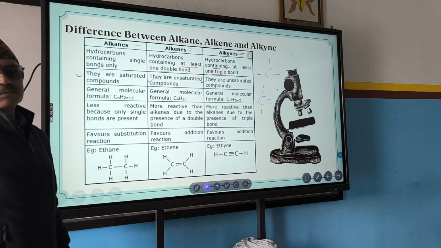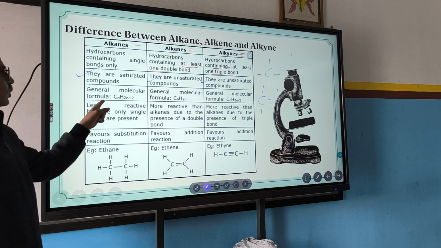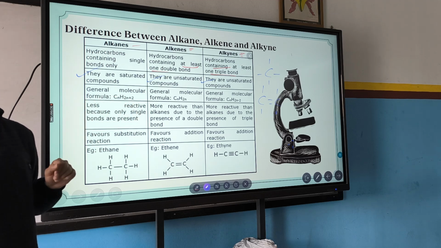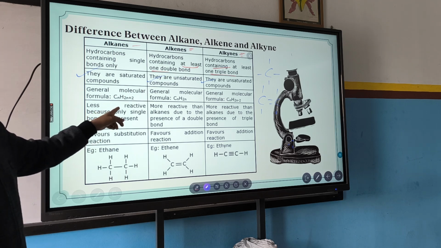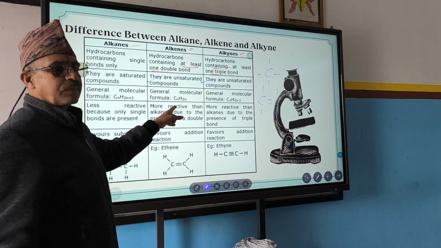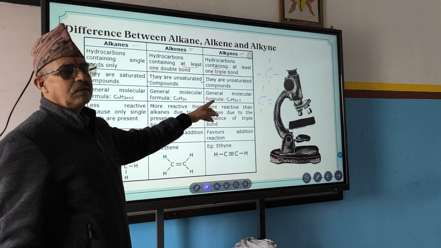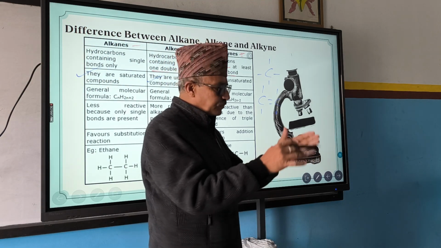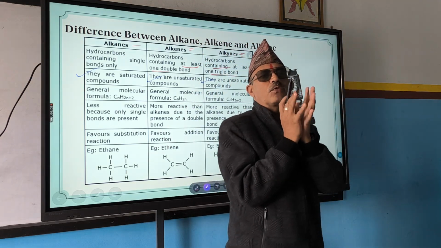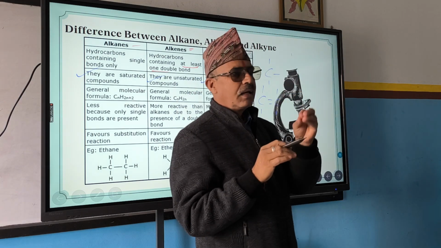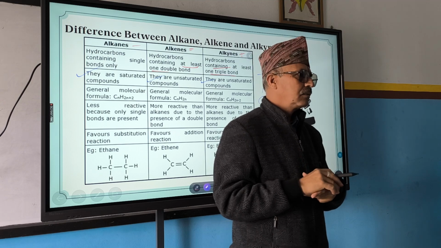Now, the next important thing we have to remember is their general molecular formula. For alkane it is CnH2n plus 2. What are you looking at? One movie? General formula means how they are made up. Here, CnH2n for alkene. Here, CnH2n minus 2 for alkyne. By observing the molecular formula, we can understand whether it is alkane, alkene or alkyne.